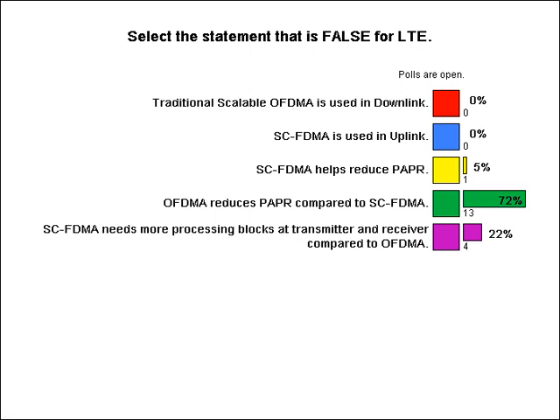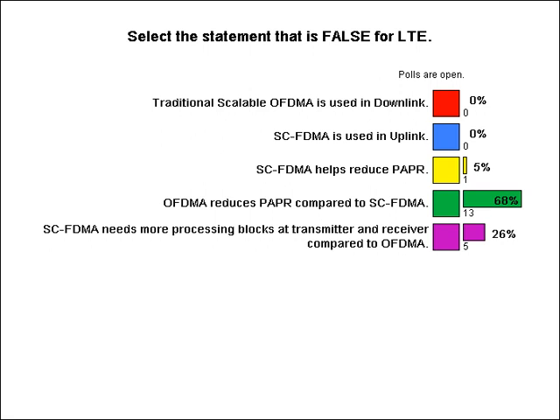OFDMA reduces peak to average power ratio. That's exactly the opposite of what we know. Actually, SC-FDMA is better than OFDMA for peak to average power ratio reduction. So that is an incorrect statement. OFDMA does not give you lower PAPR. SC-FDMA gives you lower. And the last statement is correct. You do have more processing blocks. Remember, we have DFT, that is the extra processing block.